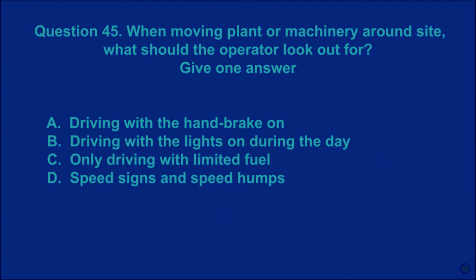Question 45. When moving plant or machinery around site, what should the operator look out for? Give one answer. A. Driving with the handbrake on. B. Driving with the lights on during the day. C. Only driving with limited fuel. D. Speed signs and speed humps. The correct answer is D.